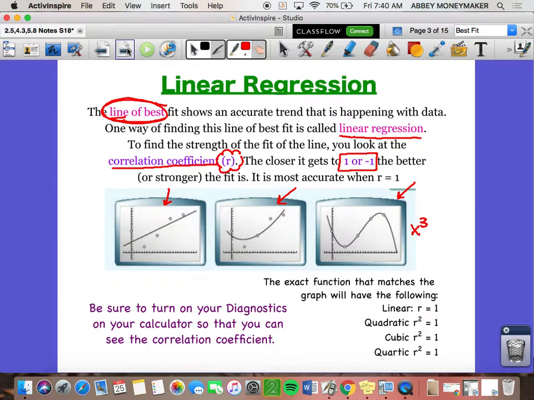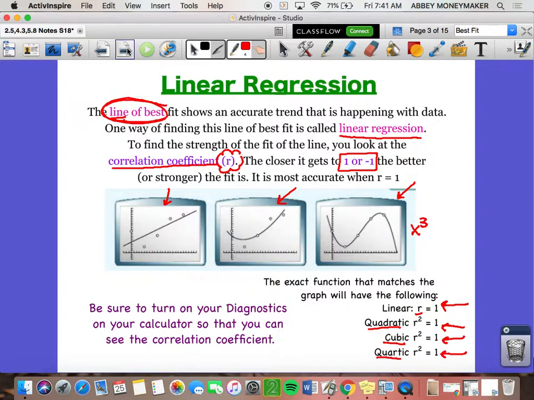So down here at the bottom, you definitely need to know this discrepancy. When we do linear regression, you only look at R, but when you do every other type of regression, you look at the R squared. Okay, we want it to be 1 or -1. But for linear, you just look at R. Everything else is R squared.